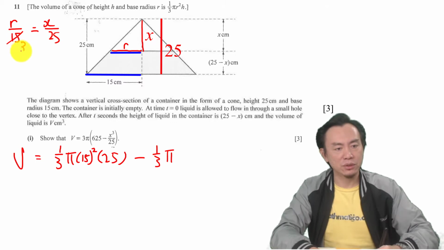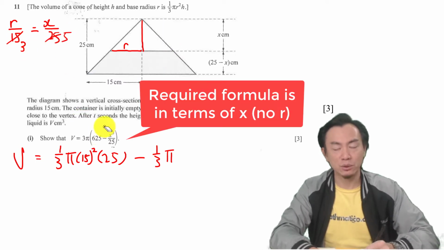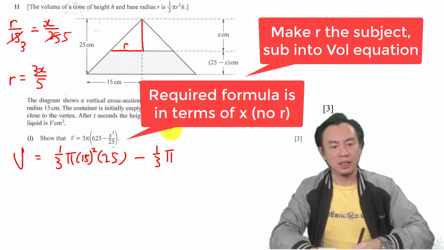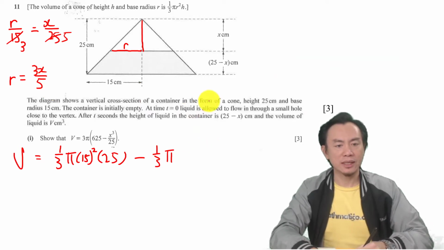Divided by 5 is 3, divided by 5 is 5. So we have x, right? We don't have r, so we make r the subject. r is equal to 3x over 5. Alright, so that's the r.